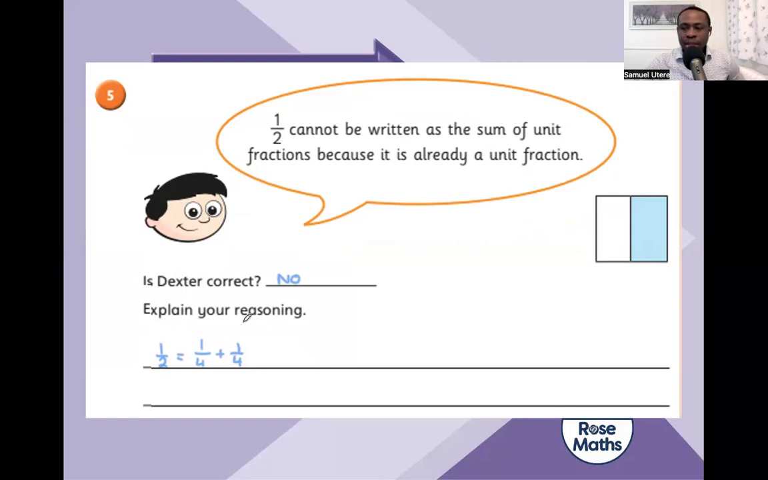Now, you may be thinking, how is that possible? Well, if I write half as a quarter and a quarter, we're going to have 2 quarters. Now, if we simplify this, we will have a half. Why? 2 is a number that is common to the numerator and to the denominator. If we divide 2 by 2, we'll get 1. And if we divide 4 by 2, we'll get 2.